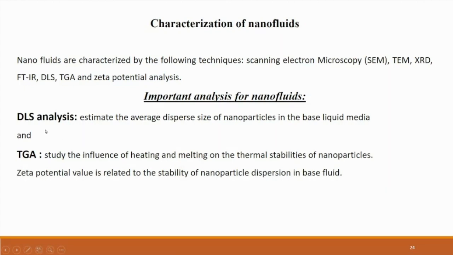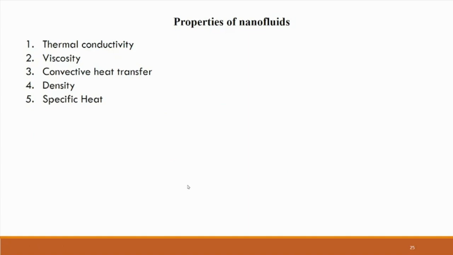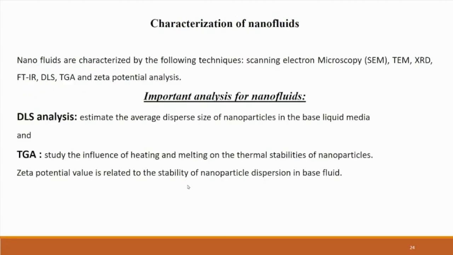These are some of the analyses. DLS analysis estimates the average dispersed size of the nanoparticles. TGA analysis studies the influence of heating and melting on the thermal stability of nanoparticles. Zeta potential value is related to the stability of nanoparticle dispersion in base fluids. These tell about the details of the nanofluids, and we need these pictures for papers or for research. These are very necessary. We need all these things.